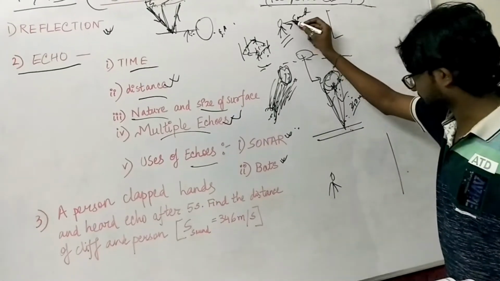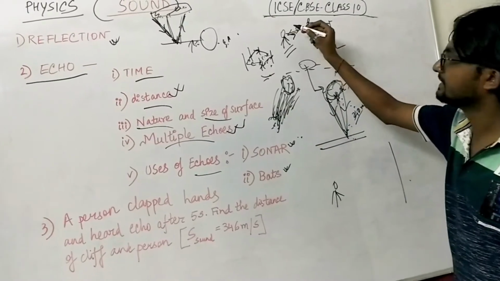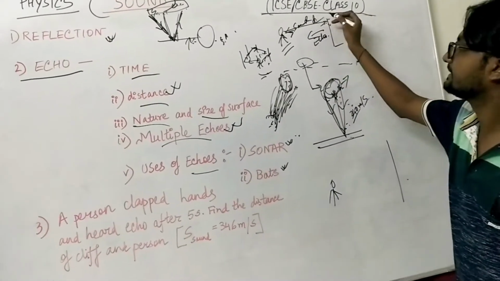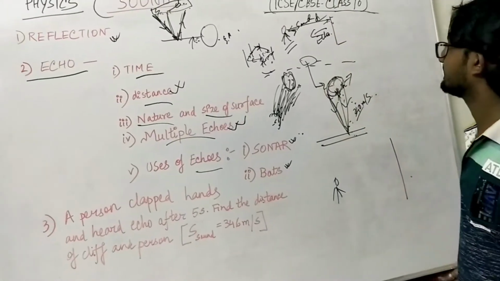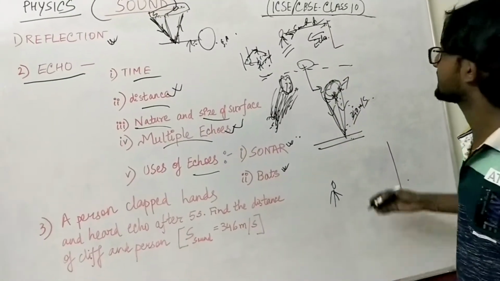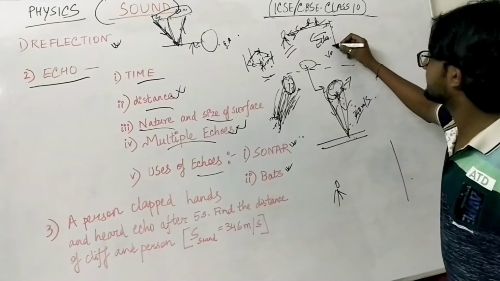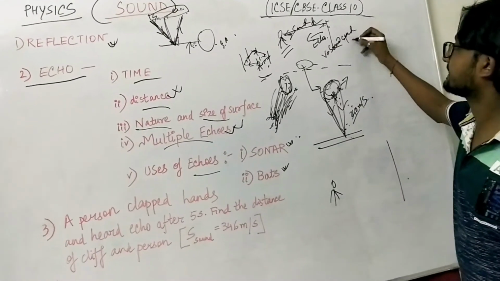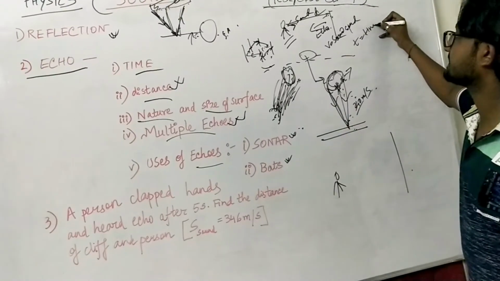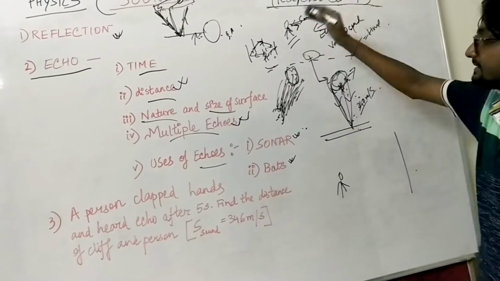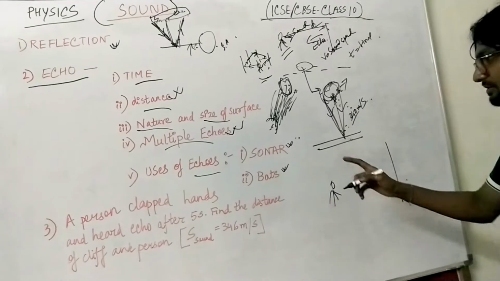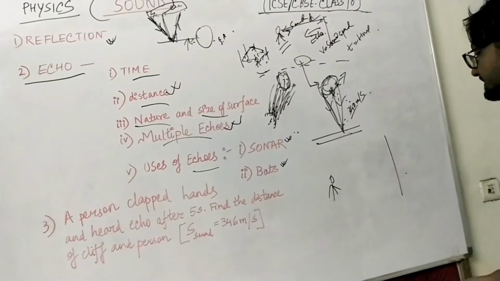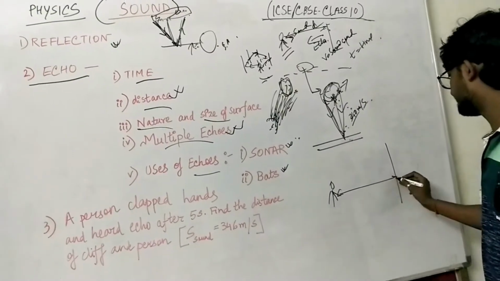So from here, let the distance between the source and the main surface be d. And v is the sound velocity, sound speed. And t is the time needed for the receiver to hear the echo. So the person clapped hands and heard the echo after 5 seconds, and the distance between the cliff and the person, let's take this distance as d.